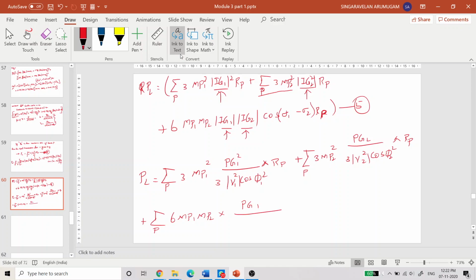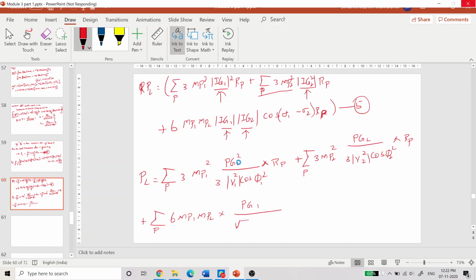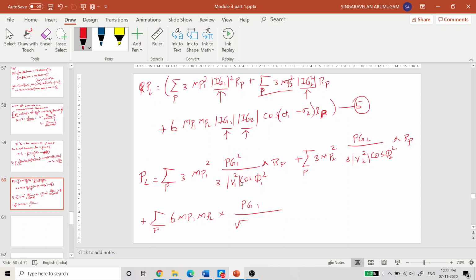Just I am applying the Ig1 and Ig2 values here. Pg1 root of 3 V1 cos phi 1 — because here no square is there, so I need to write the root also. If it is having the square, then no problem. Wait, it is still hanging. Okay, root 3 V1 cos phi 1 into Pg2 divided by root 3 V2 cos phi 2 and then cos(delta 1 minus delta 2) into RP. So that's all. So this is the equation.